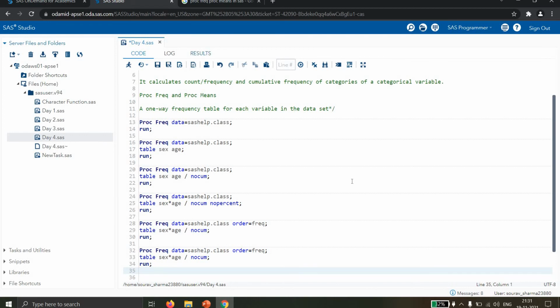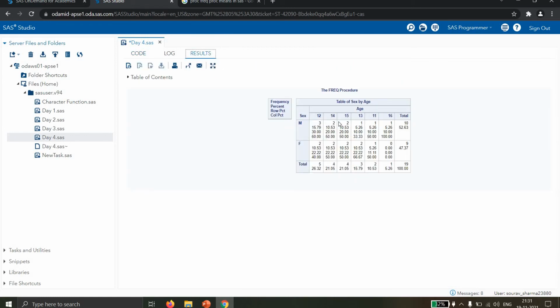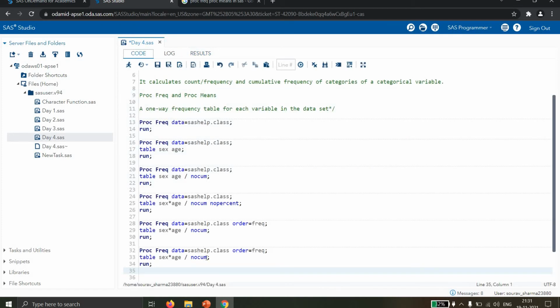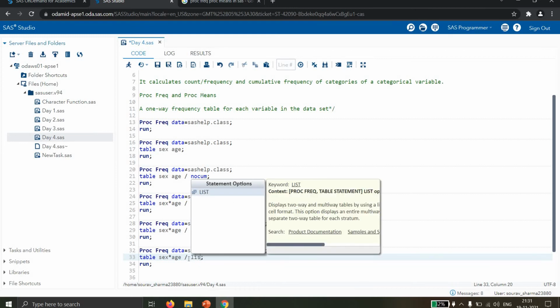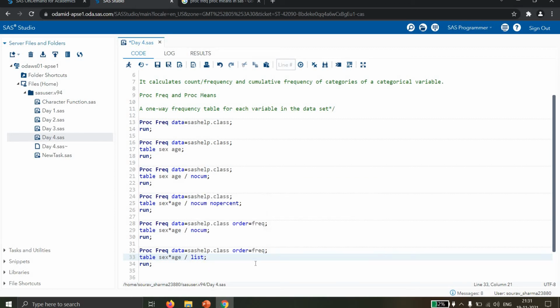Next, let's suppose you're saying I'm not able to understand this format, so I'm looking for a list format. Also we have the list option here. After this slash, let's suppose here we write a slash for the options you want on your table. My table is sex and age, and on my table the operation I'm looking for is list. So I write list, and it gives the list-wise data.